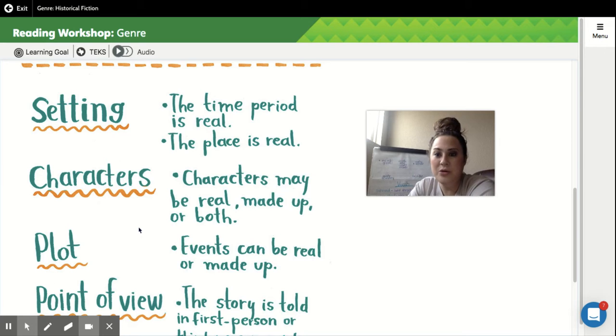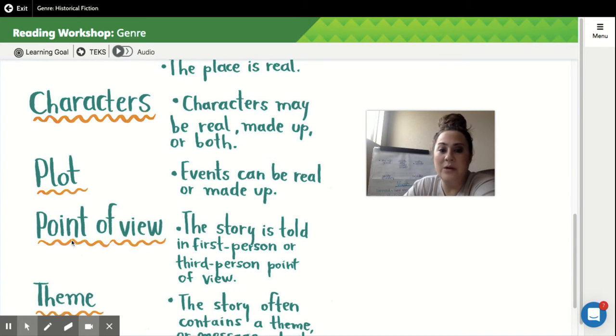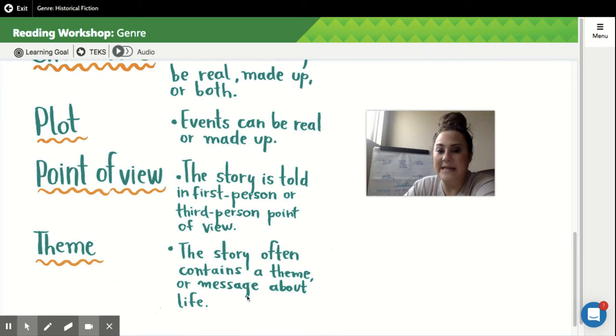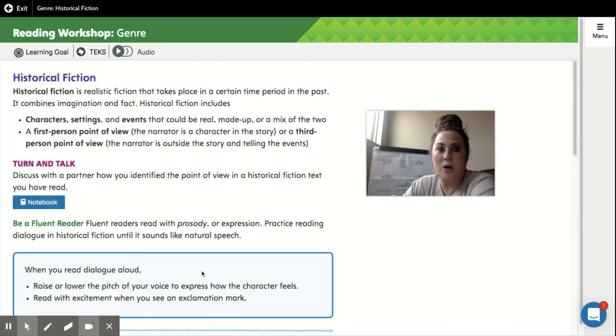The author can choose to pick real things that happen and then to add some excitement, make up a bunch of stuff too. The point of view, it is told in first person or third person point of view. And then the theme, the story often contains a theme or message about life. This historical fiction genre should be a review because we spent so much time going over it. It was a lot of your favorite genre to study. And so I think we will enjoy this story a lot.